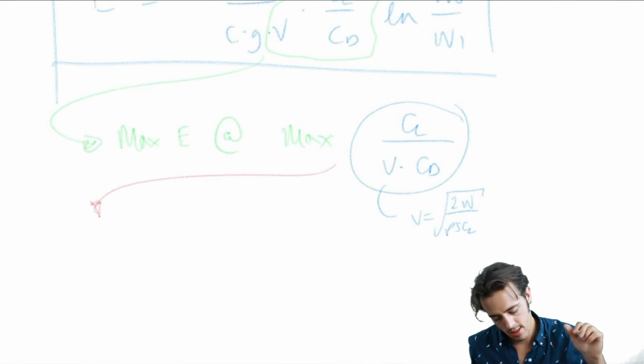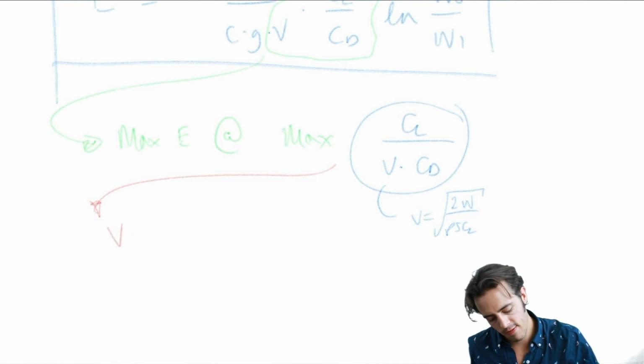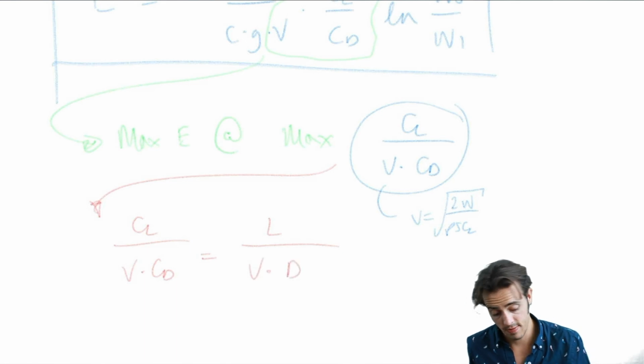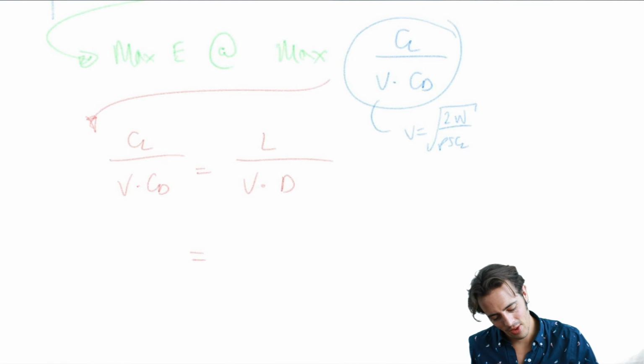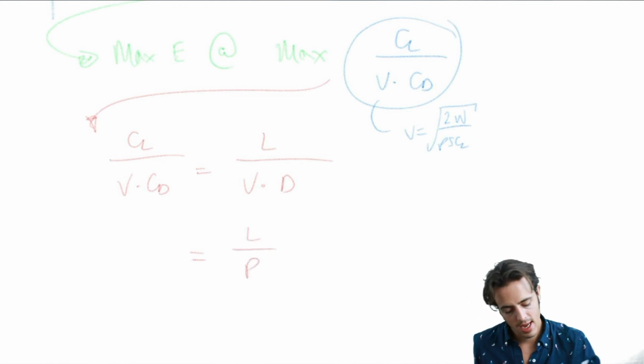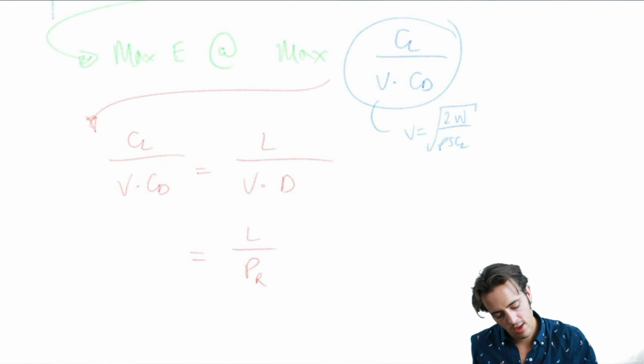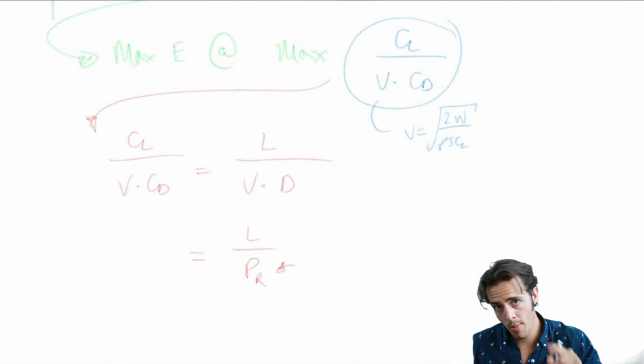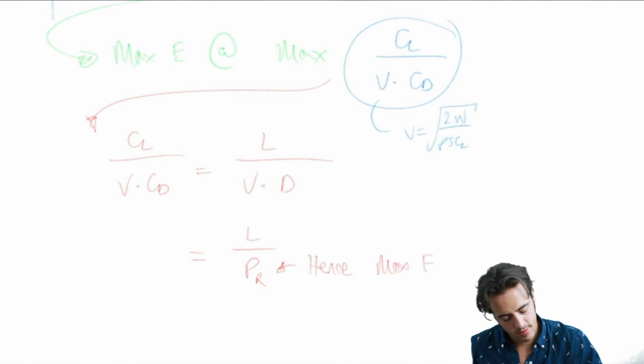If we want to maximize this, we can say CL divided by V CD is equal to the lift divided by V times D, which is equal to the lift divided by the power. And this is the power required in this case. So the maximum quantity there is going to be at the minimum power required. So hence maximum endurance is at VMP.